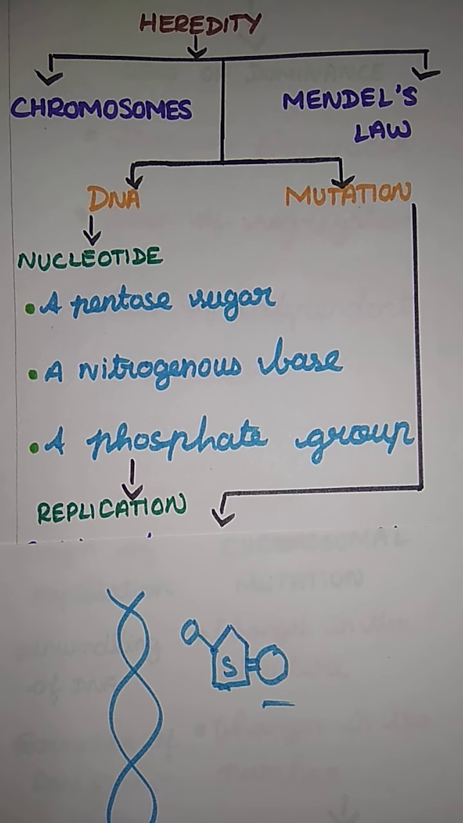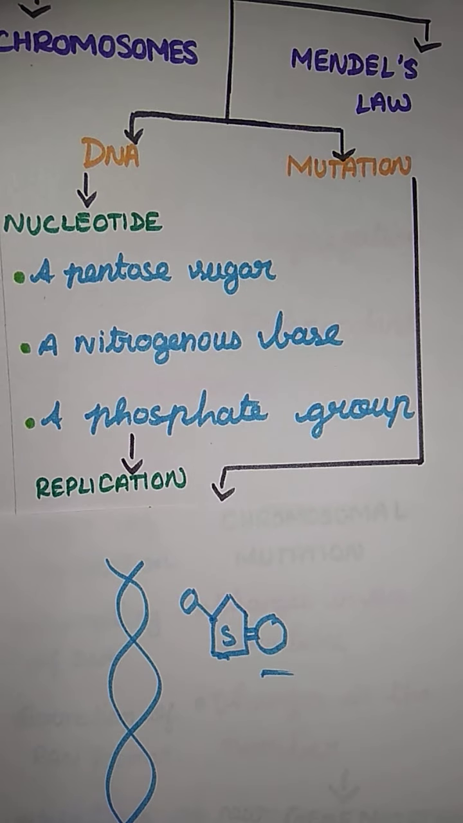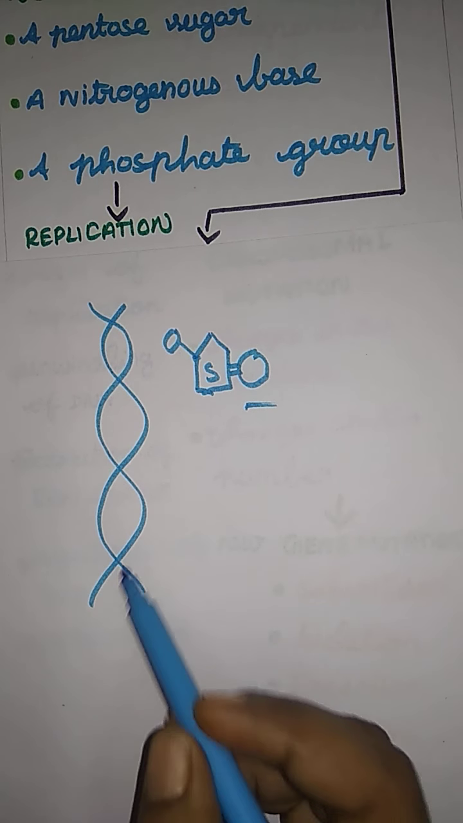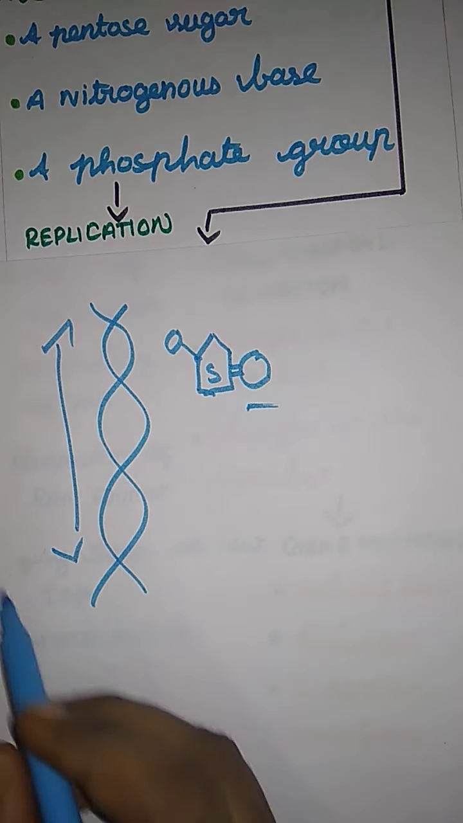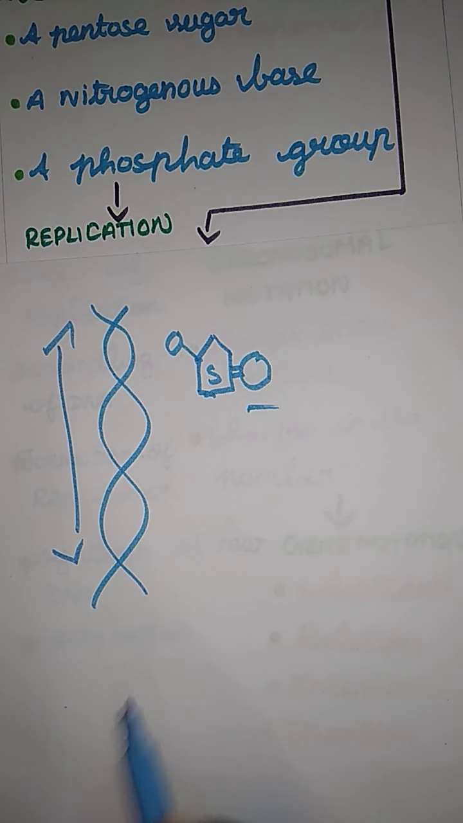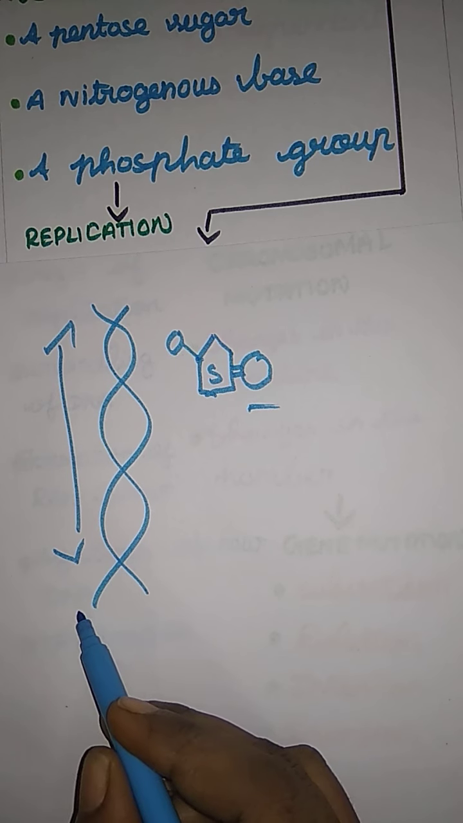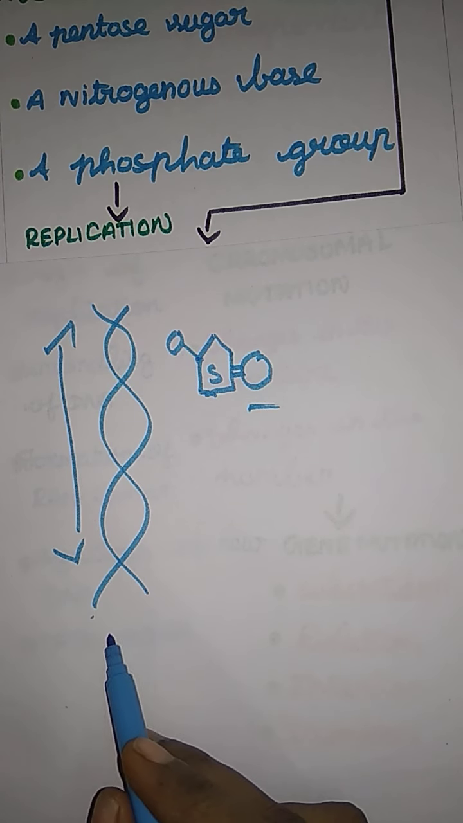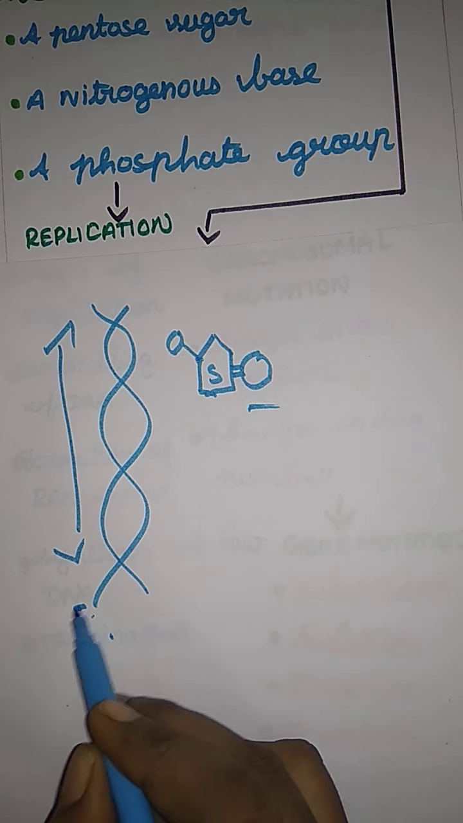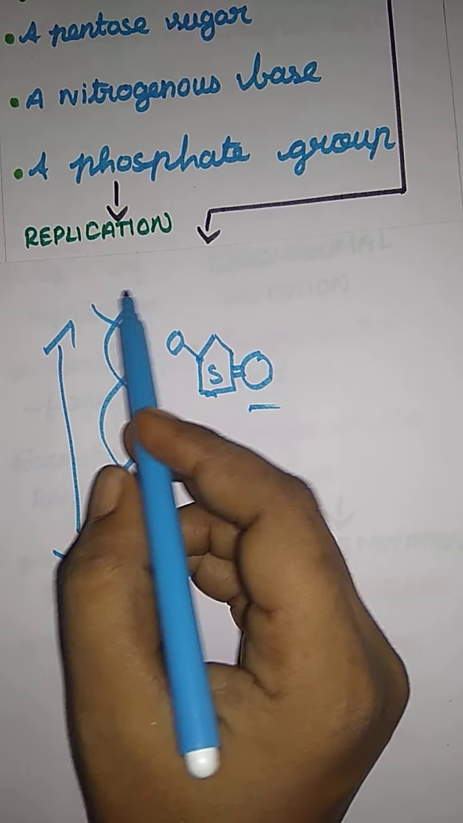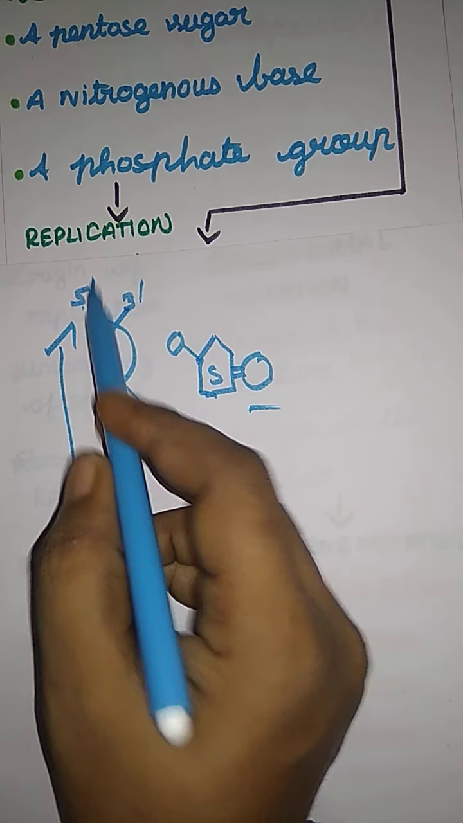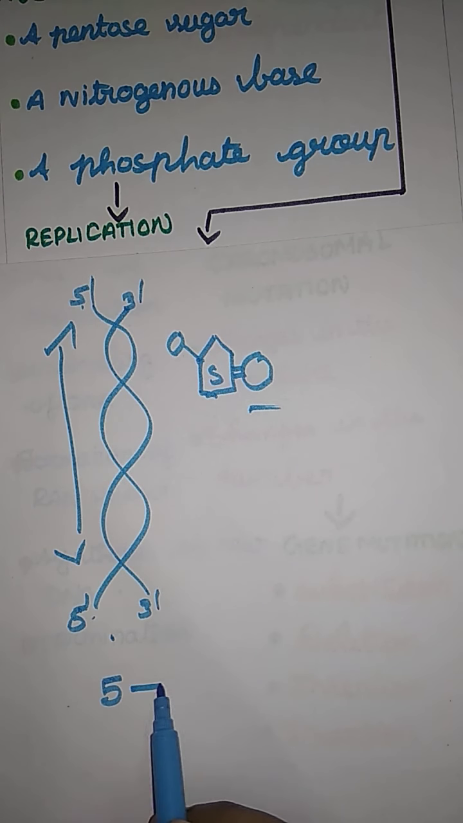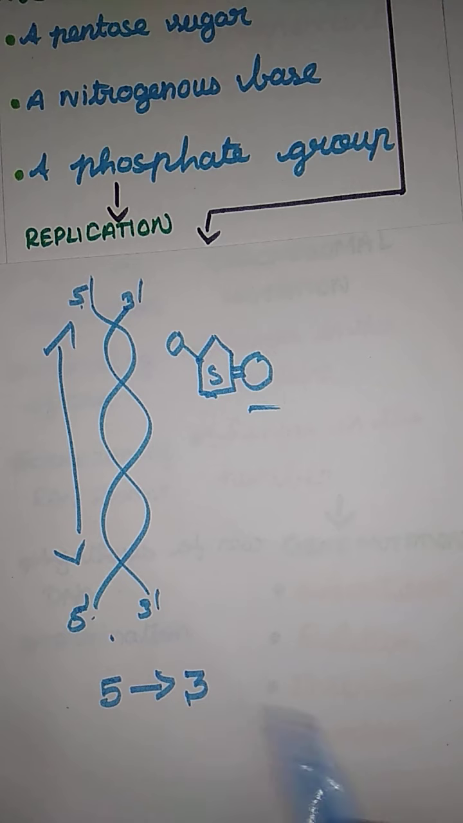And next one is replication. Here, this is the parent DNA. The strands are anti-parallel to one another. Anti-parallel means they run in opposite directions. For example, this is the 5 prime end. One strand starts from 5 prime to 3 prime, and the other enters at 3 prime and goes 3 prime to 5 prime. DNA is always read in the 5 prime to 3 prime direction.